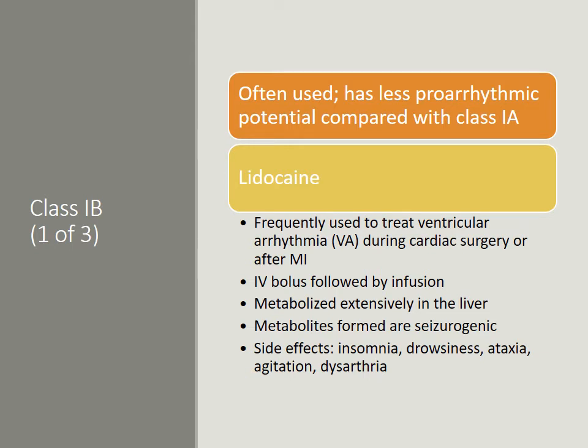Class 1B agents are often used and have less pro-arrhythmic potentials compared with Class 1A agents. The Class 1B agents are limited to ventricular arrhythmias. Let's talk about lidocaine first. Lidocaine is frequently used to treat ventricular arrhythmia occurring during cardiac surgery or after an acute MI. After administering an IV bolus, due to the short half-life, continuous infusion is necessary to maintain a sinus rhythm.